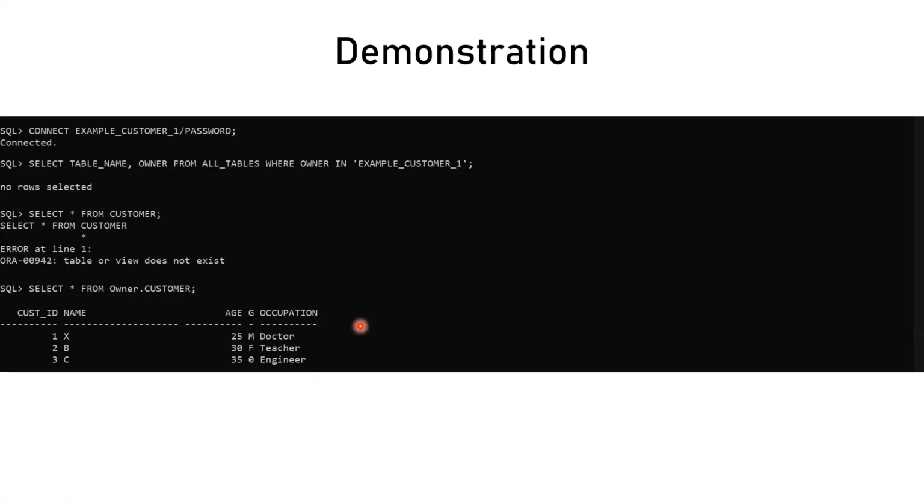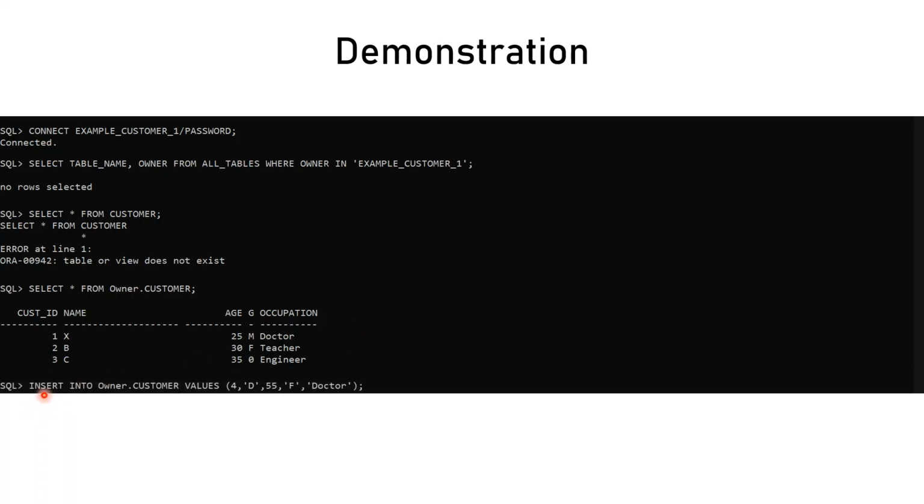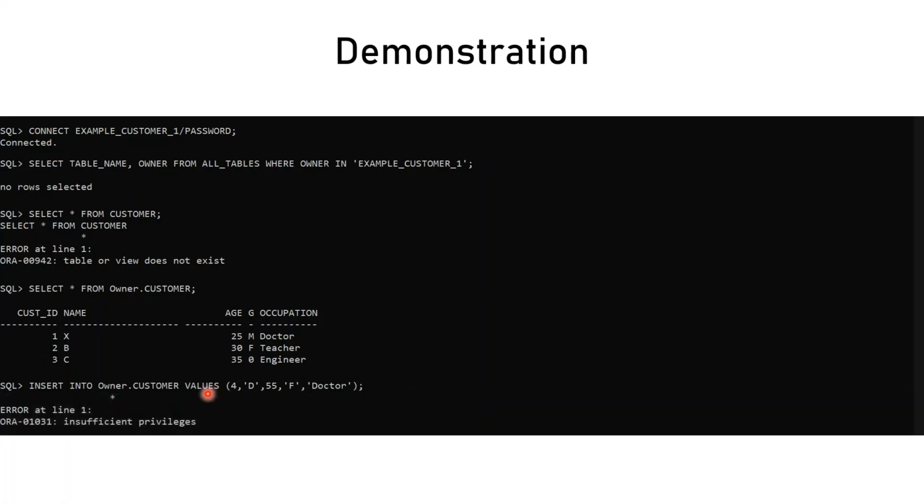So now let's try to do something else. Let's try to see if we can do modifications to this table as the customer. So if our role is working properly, we should not be able to do so. Let's see what happens. So we are trying to insert a new entry under this customer table with the customer ID 4. If our role is working properly, we should not be able to do this. And as you can see, we can't. We get the error, insufficient privileges. So we understand that our role is working perfectly.